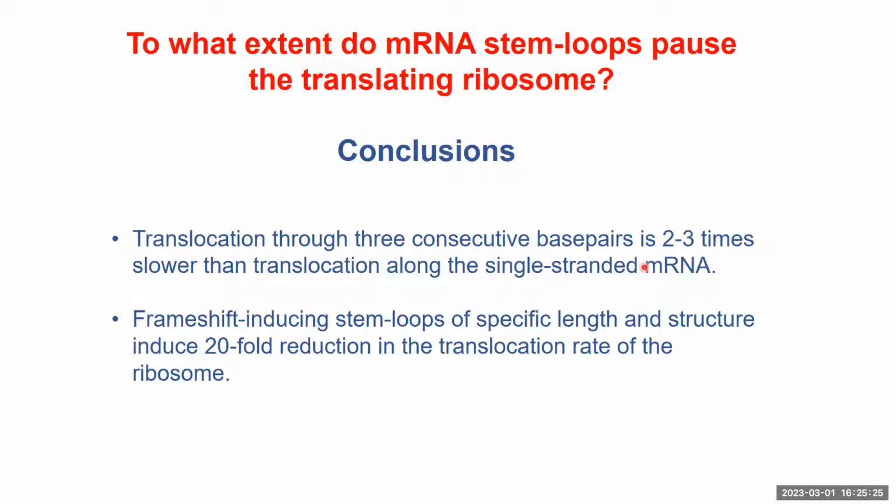Of course, if you have multiple consecutive slowdowns of this magnitude, we can have a cumulative effect as the ribosome translates through extended secondary structure, but it is not going to pause for a long time. And then frame shift inducing stem loops of specific length and structure induce a much more significant 20-fold reduction in translocation rate, likely because they make specific interactions with the ribosome.